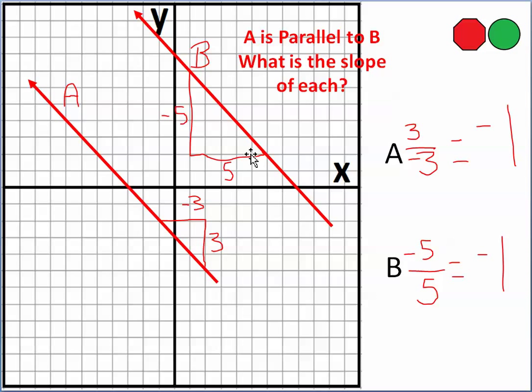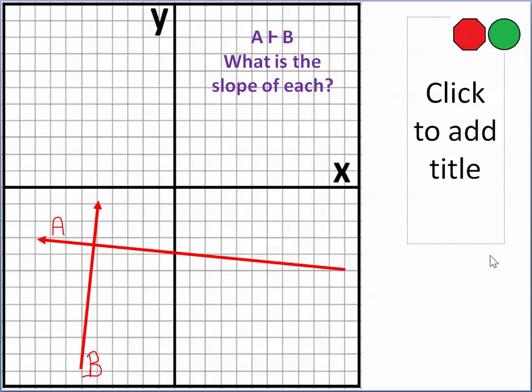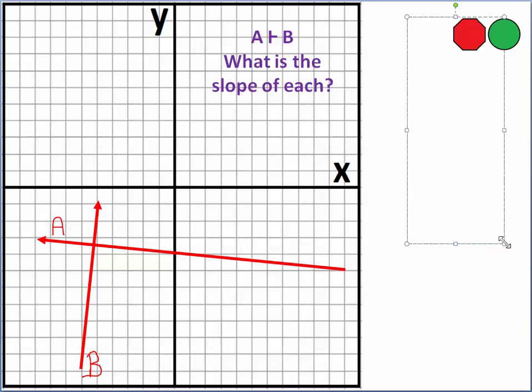If I start here and I go down 5, so that's a negative 5, and now I move in a positive direction 5. So my rise is negative 5 over my run of 5. That simplifies to negative 1. Both the slopes of A and B are negative 1. All right, click on the stop sign and then come back and see if you can work this one out.